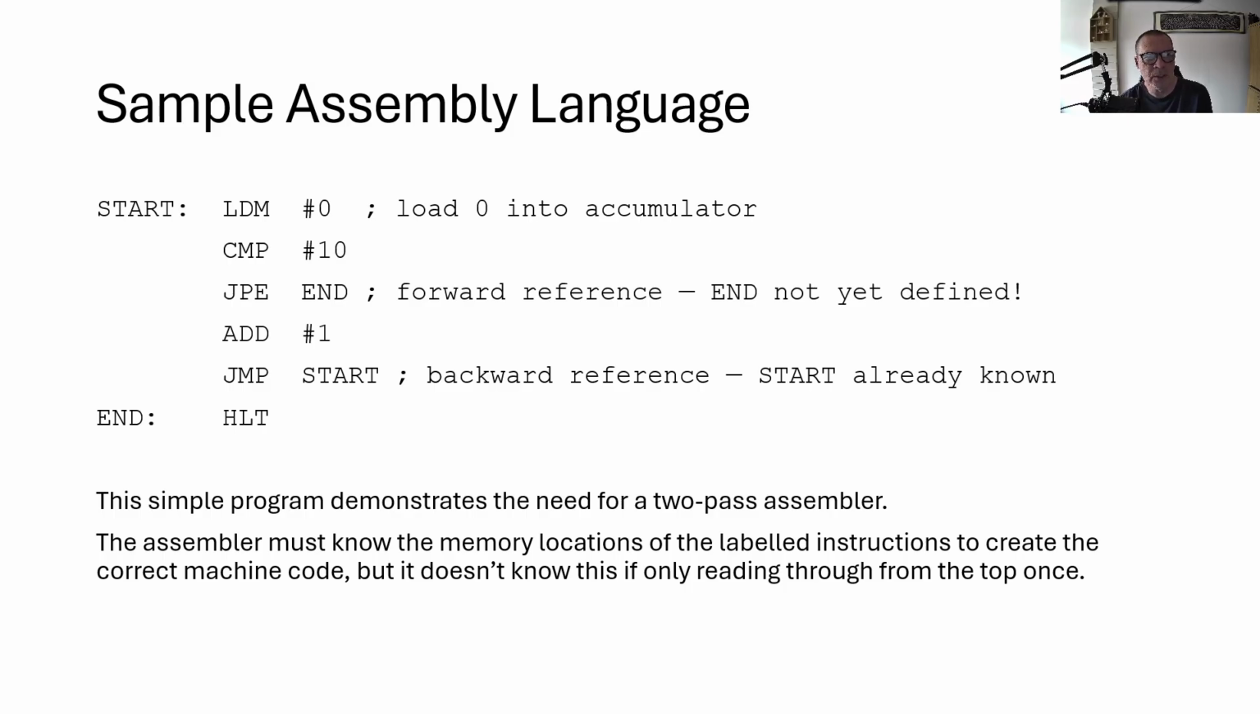The first pass is just going to go through and check all the symbolic references and work out where they actually are, completing a symbol table. And then the second pass, we can actually create the machine code with the correct values in for all the addresses.